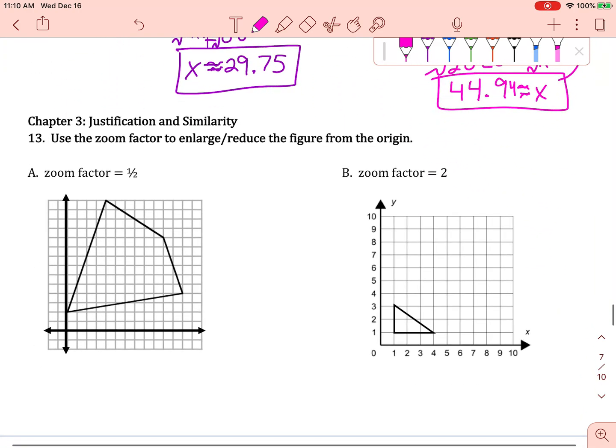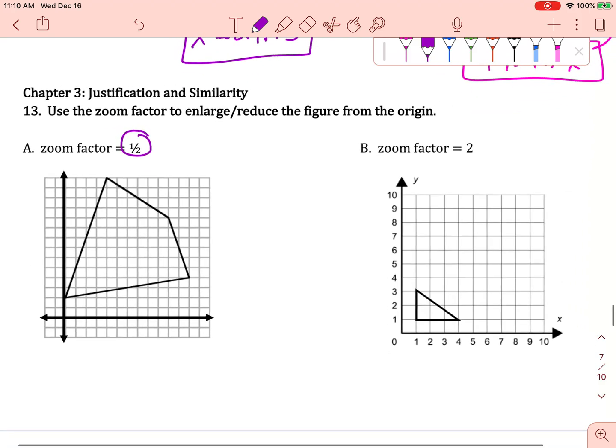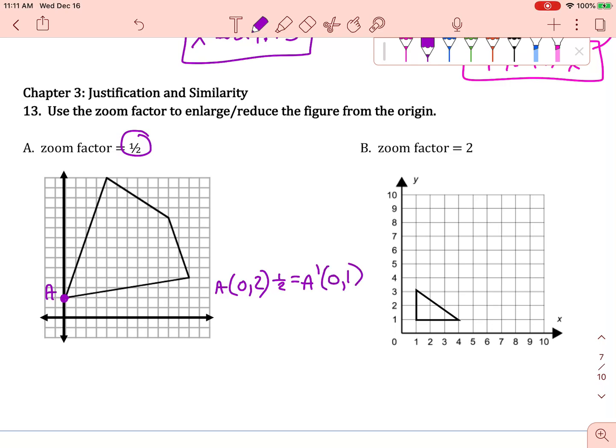13 is talking about zoom factor. So zoom factor is just taking these points and multiplying by whatever they're telling me. So this one is telling me I have to multiply it by 1/2. So I'm at this point right here. I can call this A, and A is at the point 0, 2. When I multiply point A by 1/2, I'm getting A prime, which is 0, 1. Again, 1/2 times 0 is 0, and 1/2 times 2 is 1. So my A prime turns out to be right here.